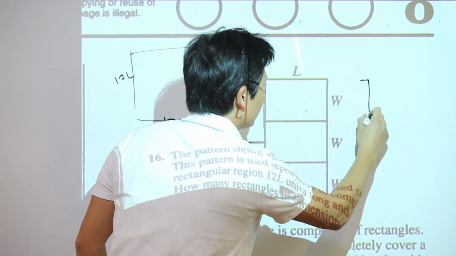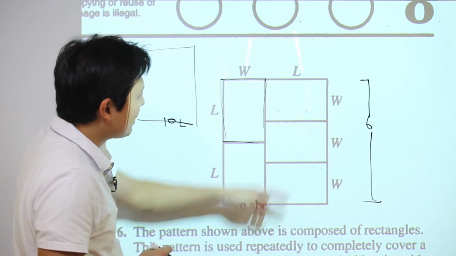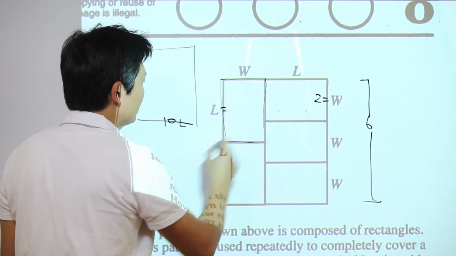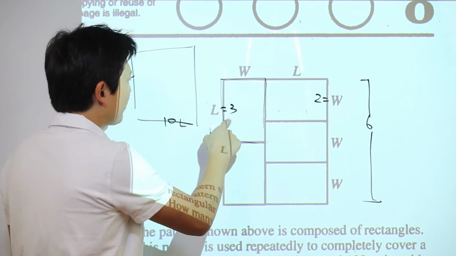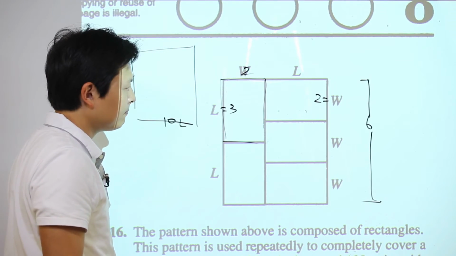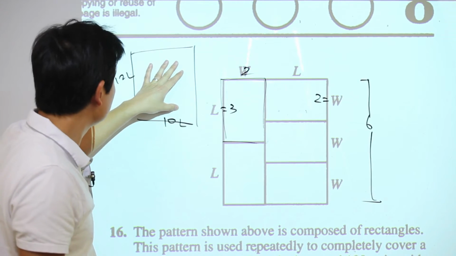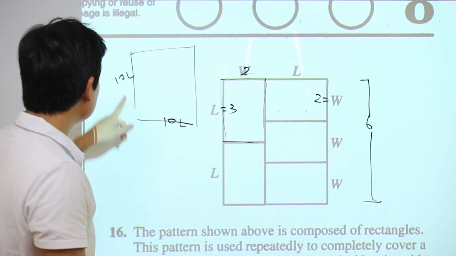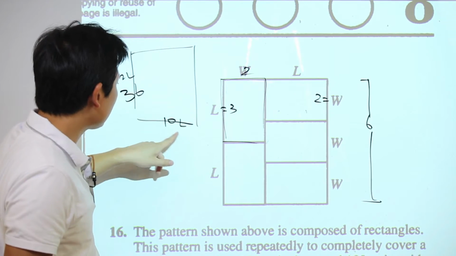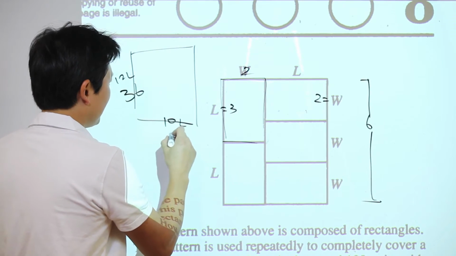So I'm going to say that this whole thing is 6. If that whole thing is 6, that makes each W a 2. And that makes each L a 3. Basically, I have a 3 by 2 rectangle. How large is this entire region? Remember, L is 3, right? So 12 times 3, that's 36. 10 times L, and L is again 3, so 10 times 3 is 30, right?